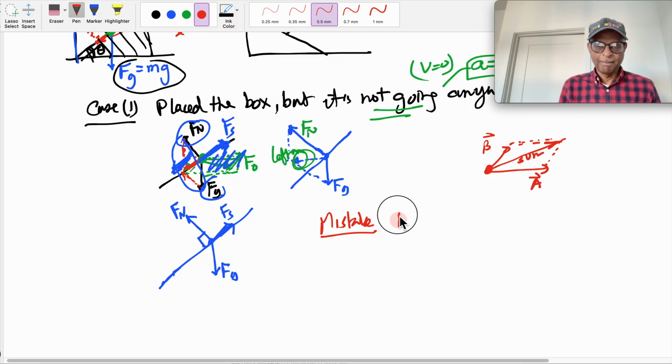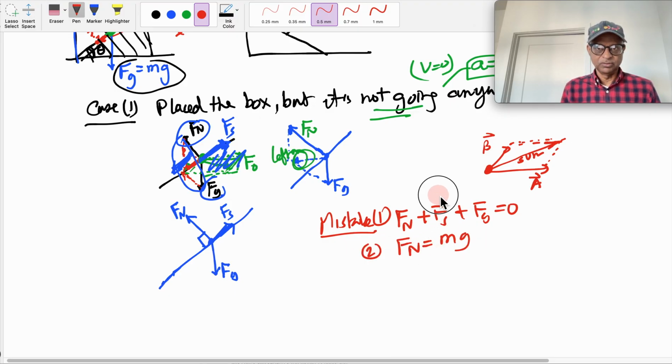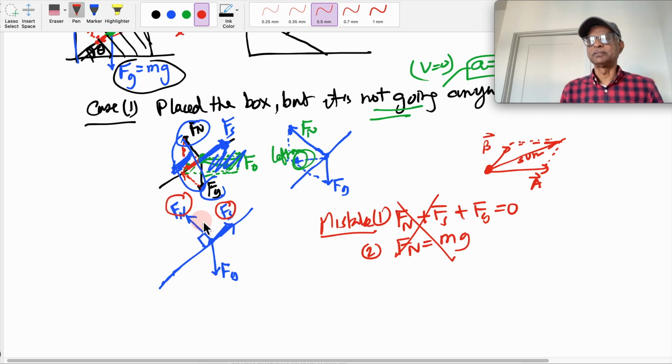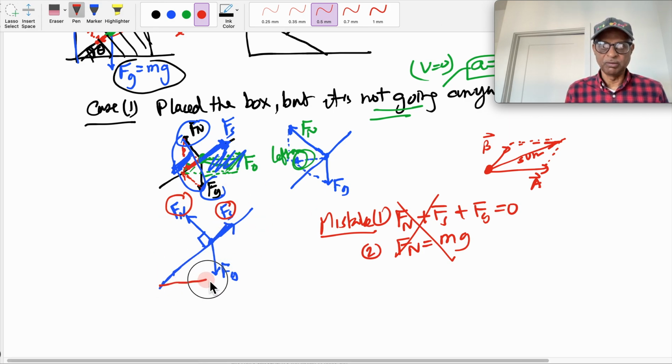Just say Fn plus Fs plus Fg equal to 0. Mistake number one. Mistake number two, Fn equals Mg. So these are both mistakes. You can't write this thing in this situation. You don't know Fn and you don't know Fs. That's the two things you don't know. And you can figure both of them out in this problem.